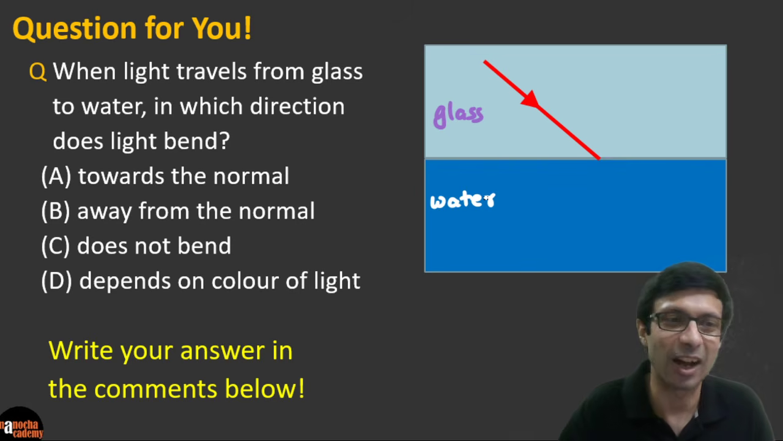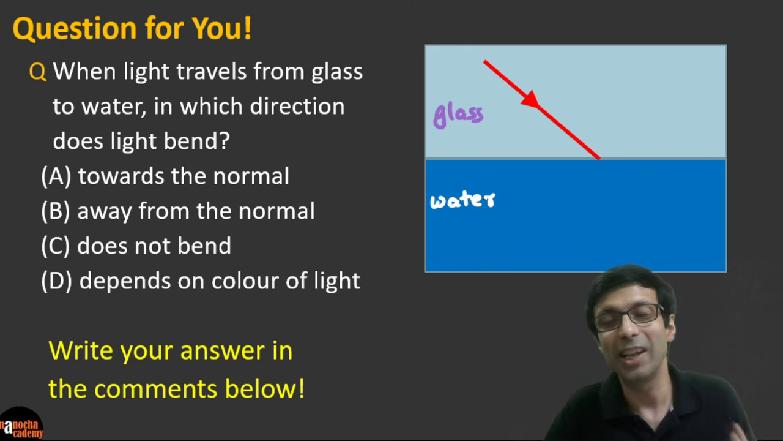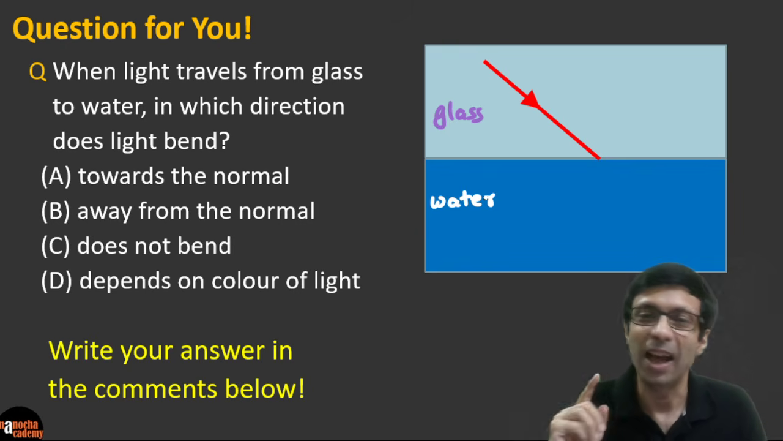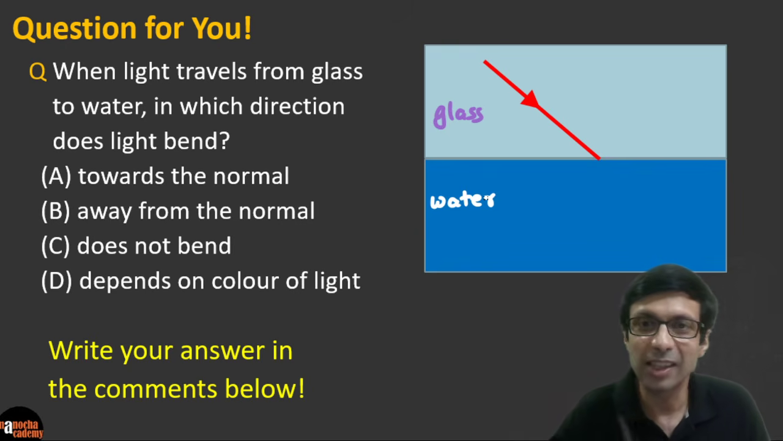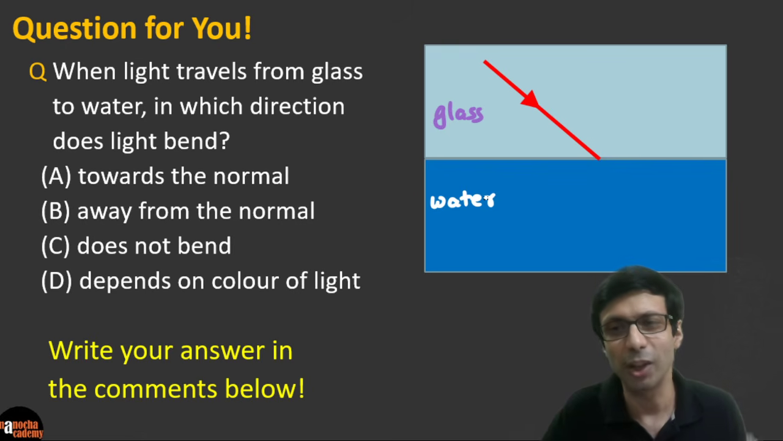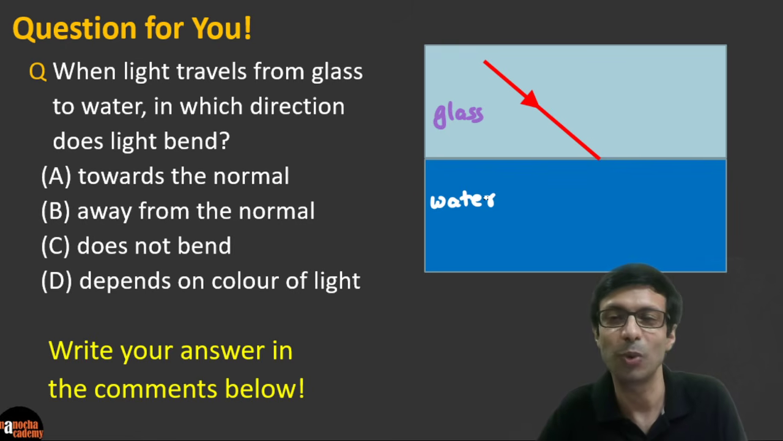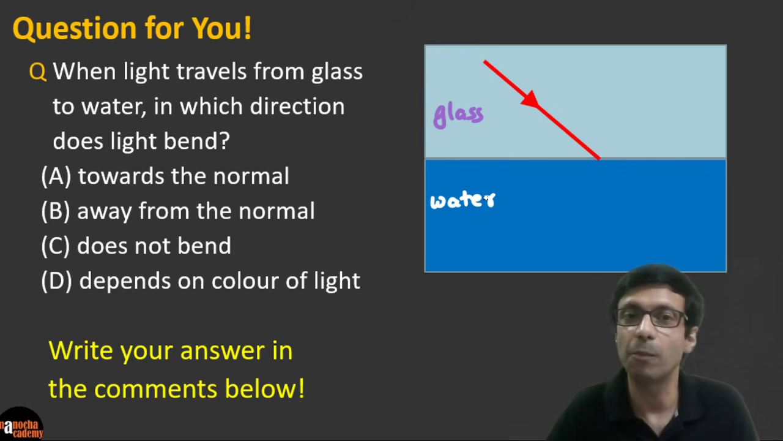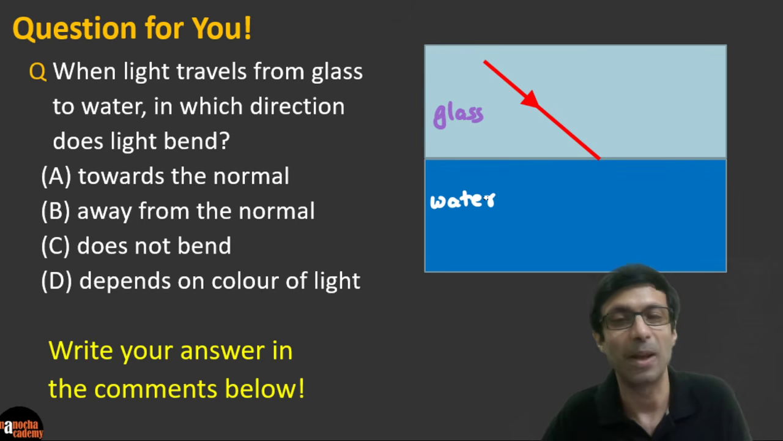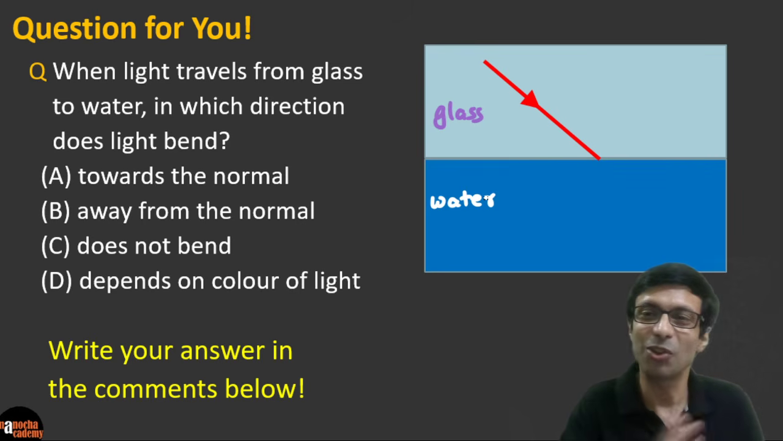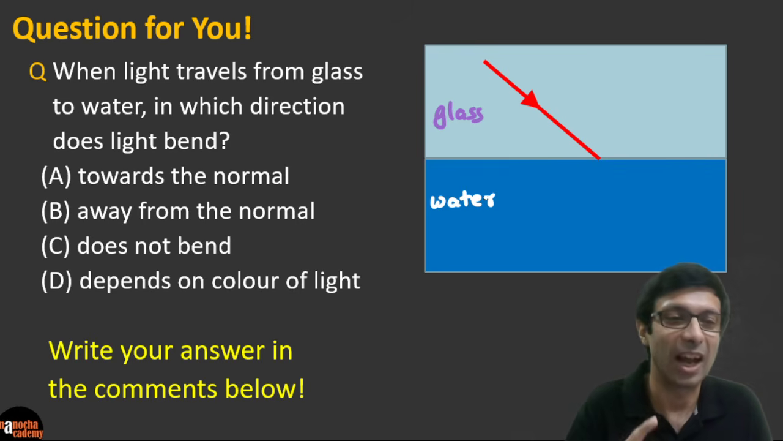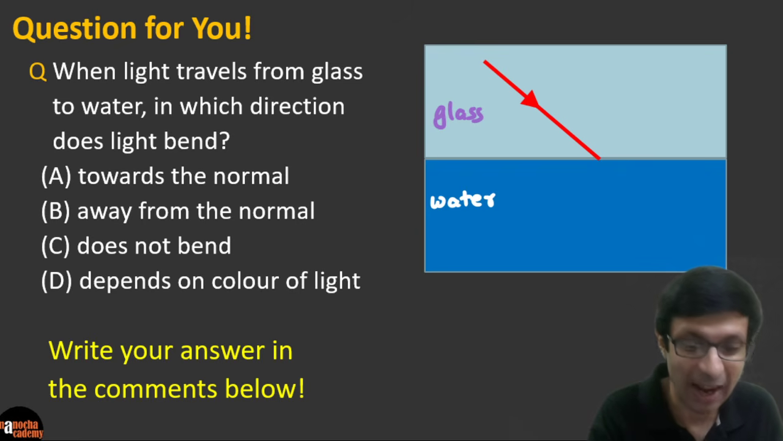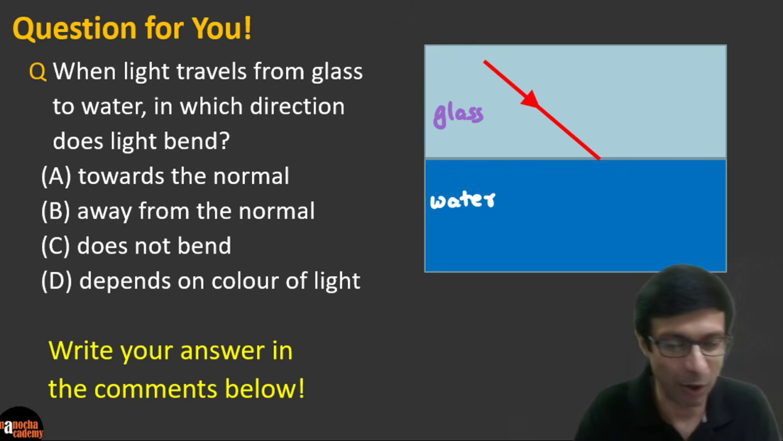And do let me know your answer by putting it in the comments below. So I look forward to reading your comments and I'll reply to them as soon as possible. So guys, think about the concepts that we've learned in this video, apply them to this question, and I'm sure you'll get the answer. So you need to decide, will light bend towards the normal, away from the normal, does not bend, or it depends on the color of light. And please write your answers in the comments below.